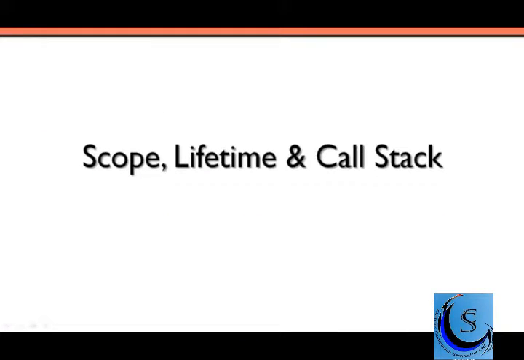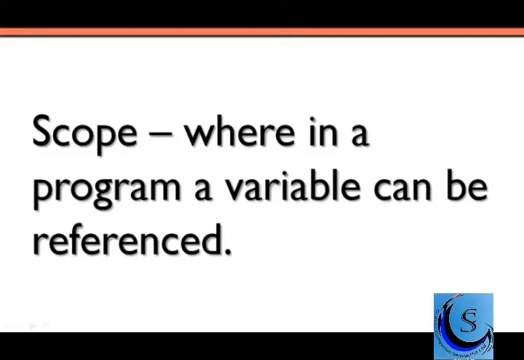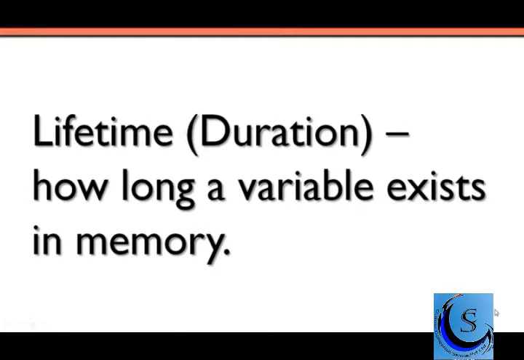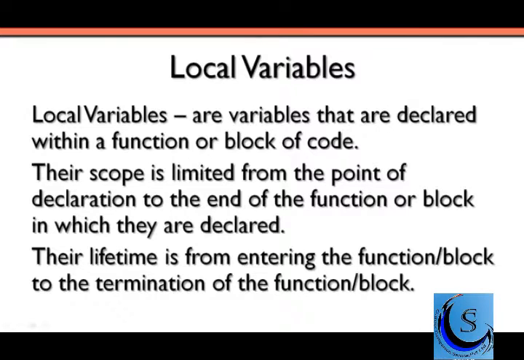Okay, so in this video we're going to be looking at the scope and lifetime of both local and global variables, and we'll also look at this thing called the call stack. So let's get started. So the scope of a variable is just simply where in a program a particular variable can be referenced or accessed. Another term that we often talk about when we talk about a variable is its lifetime or duration. So the lifetime or duration of a variable is just simply how long it exists or persists in memory.